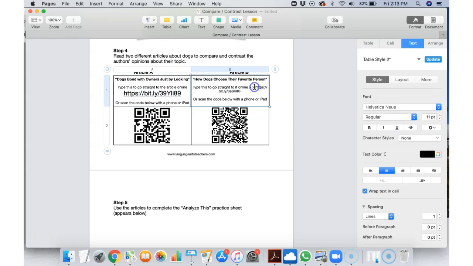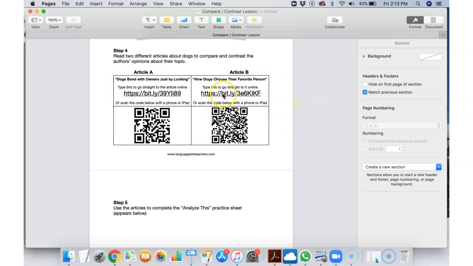So that's for one article. Let me just back up here. See, I'm editing as I go. It does not have to be perfect the first time around. Okay, we're all learning here. And then here's the article. Here's the link for the second article. So the first article is called Dogs Bond with Owners Just by Looking. The name of the second article is How Dogs Choose Their Favorite Person.